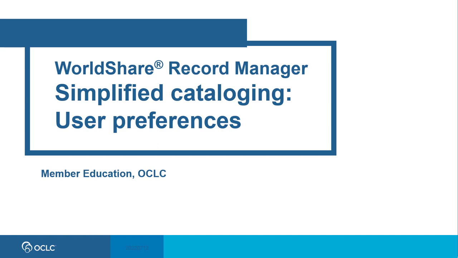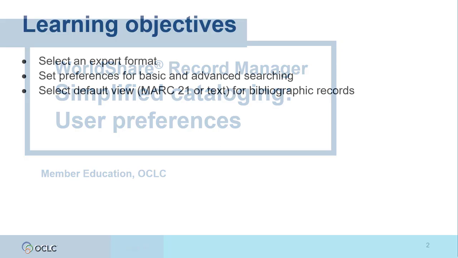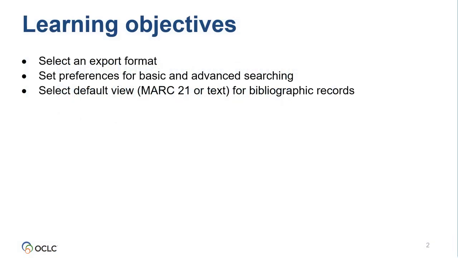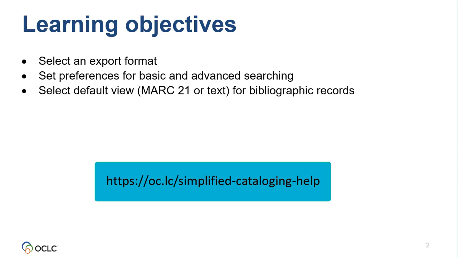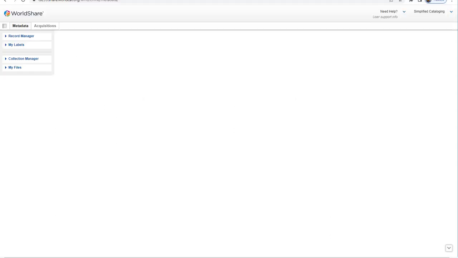In this video, you'll learn about user preferences in WorldShare Record Manager Simplified Cataloging. After watching this video, you should be able to select an export format, set preferences for basic and advanced searching, and select a default view, MARC 21 or text view, for bibliographic records. In this video, we won't cover all the possible options, but detailed information is available in Help.